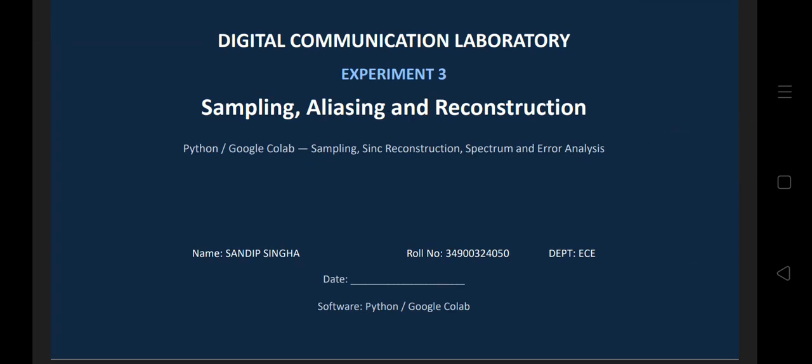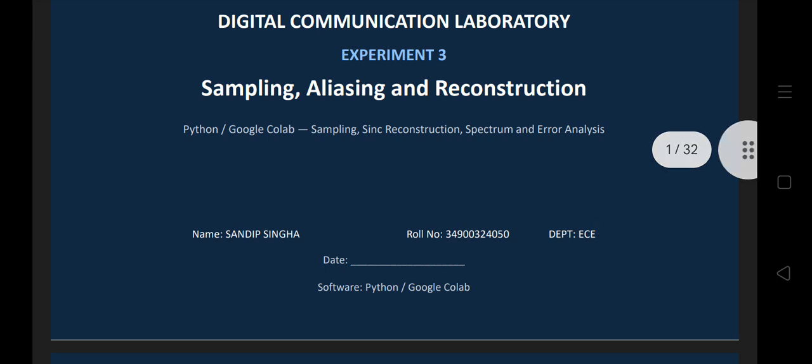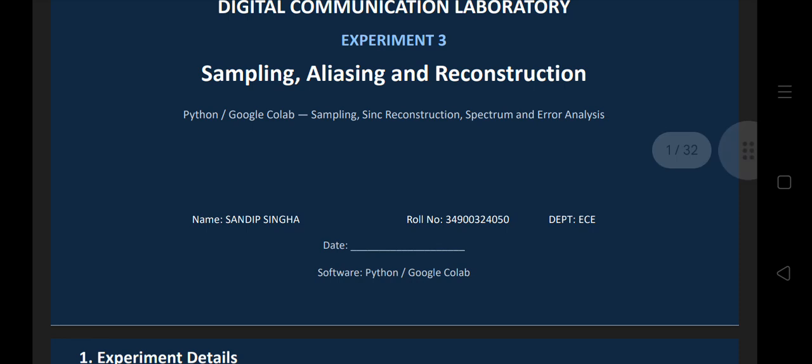Today I am going to present experiment number 3, sampling, aliasing and reconstruction from digital communications laboratory. I have implemented this experiment using Python in Google Colab, mainly using NumPy and Matplotlib. The main purpose of this experiment is to understand the sampling theorem, observe aliasing and reconstruct the sampled signal using sinc interpolation.